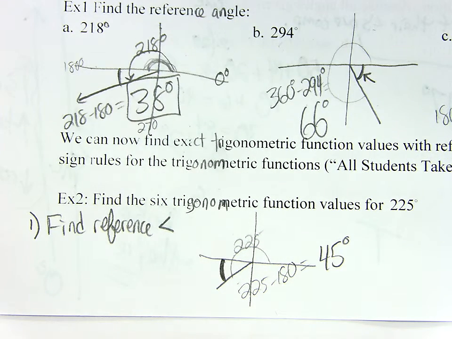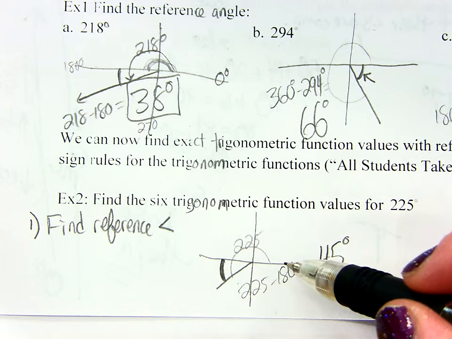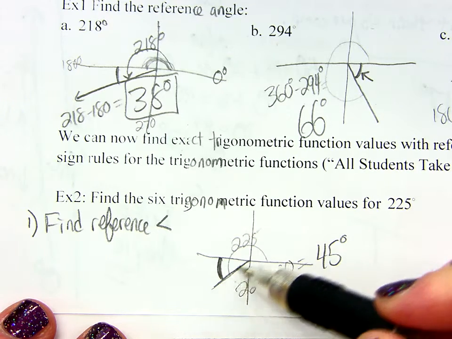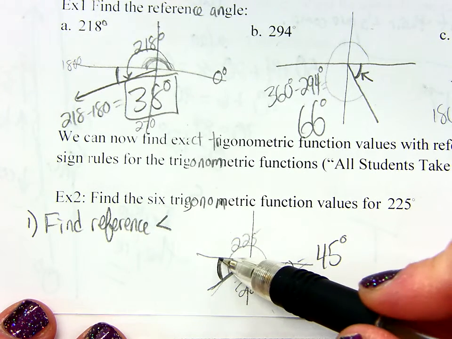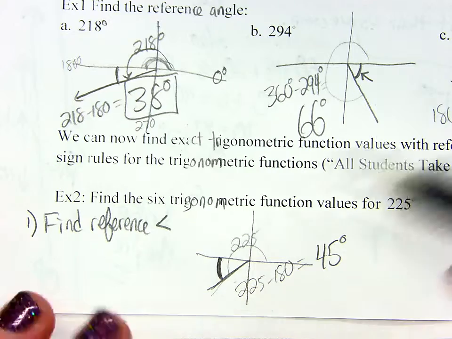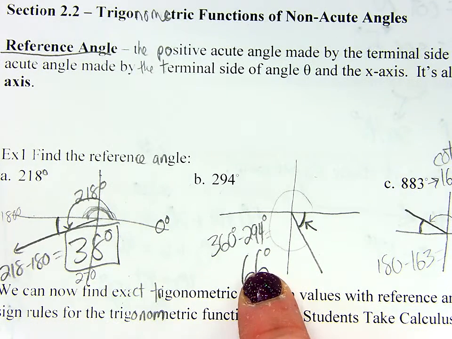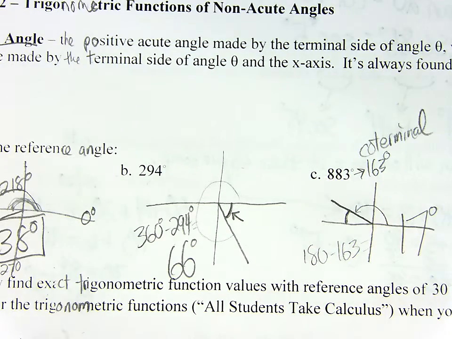Why do you subtract the 180? It's like 2 full rotations. No, it's because you always want the angle between the terminal side, wherever that lands, and the x-axis. So that's why sometimes we took it away from 360. It depends where you land.